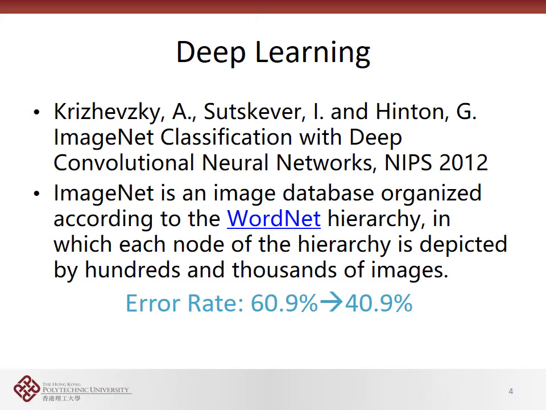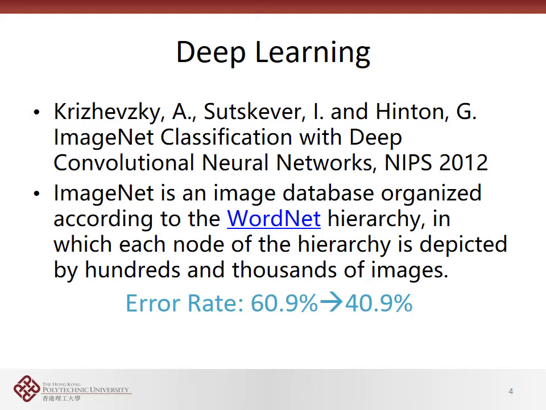So what is ImageNet? ImageNet is an image database organized according to the WordNet hierarchy, in which each node of the hierarchy is depicted by hundreds and thousands of images. So it is a very large database containing a large number of images.